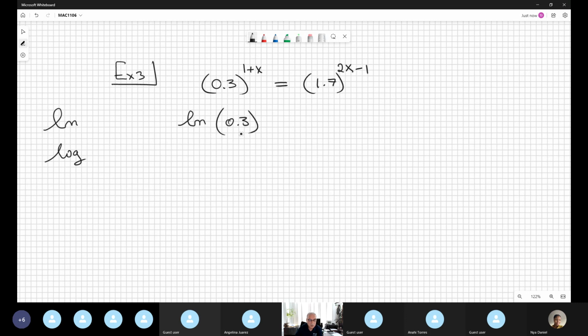Okay, 0.3 raised to the 1 plus x is equal natural. On the whiteboard, still showing the calculator. Oh, okay, okay. I suppose we switch. I'm switching, but no. You say no.